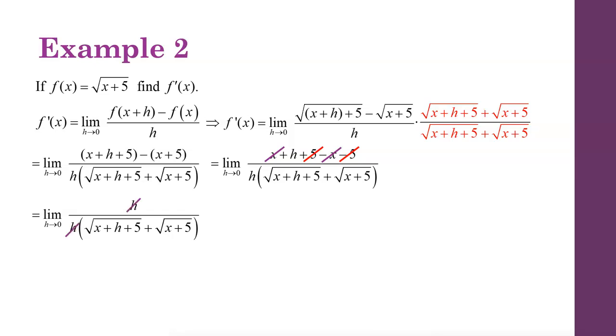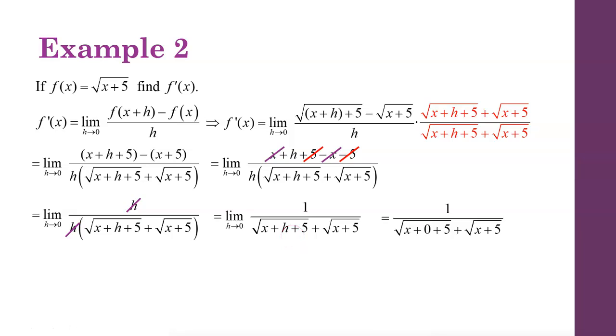So the h's cancel again, and what I'm left with is the limit as h goes to 0 of 1 over the conjugate of what we started with, square root of x plus h plus 5 plus square root of x plus 5. And then I can start taking the limit as h goes to 0. So again, this term, the square root of x plus 5 term, is not affected. The first square root, though, the h becomes 0, so you just get x plus 5, or x plus 0 plus 5.